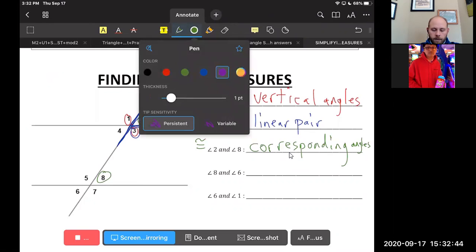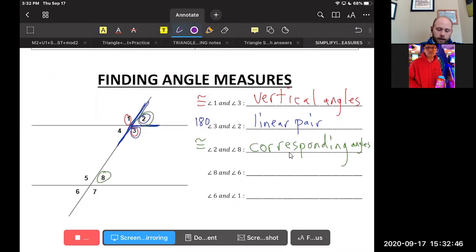Okay. And then we have angle 8 and angle 6. All right, give me something here. Angle 8 and angle 6, they just share a vertex. We have talked about it already. Vertical. Yes, thank you, Brandon. Vertical angles. They're opposite each other. They're equal.